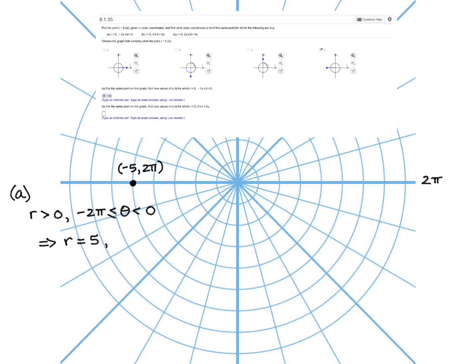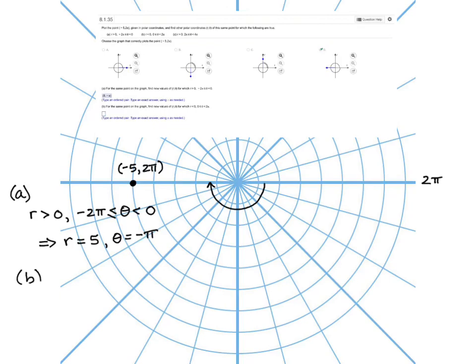If this is +5 units, and theta has to be between -2 pi and 0, then we need to go in the negative direction or the clockwise direction. And when we get to there, that's where theta is equal to -pi. So our answer here would be 5, -pi.